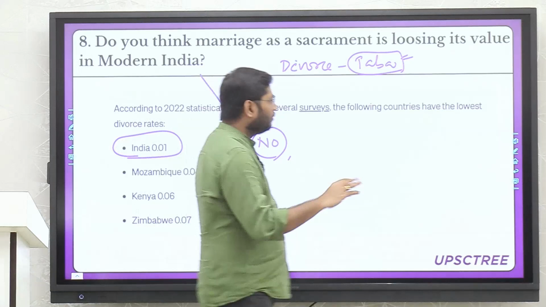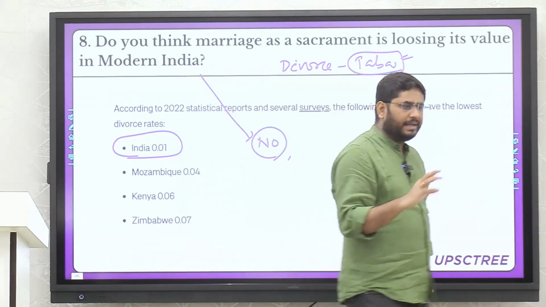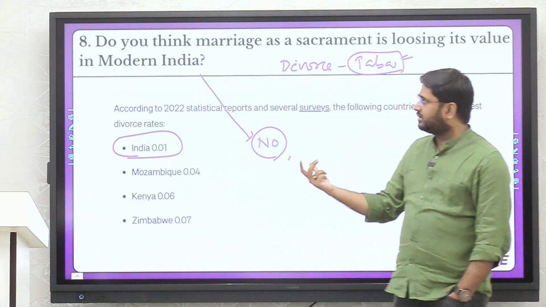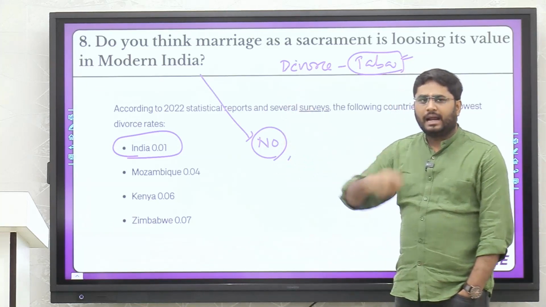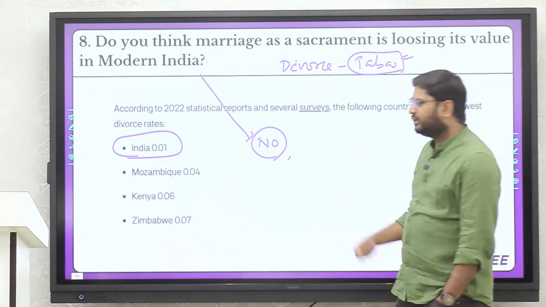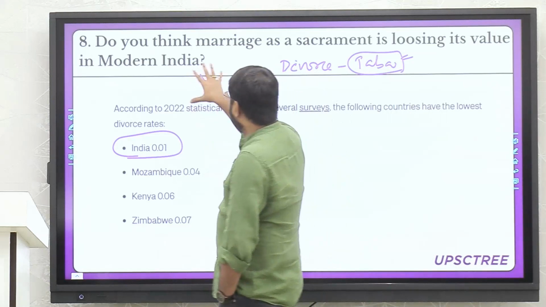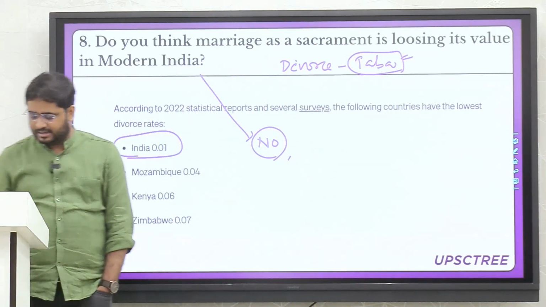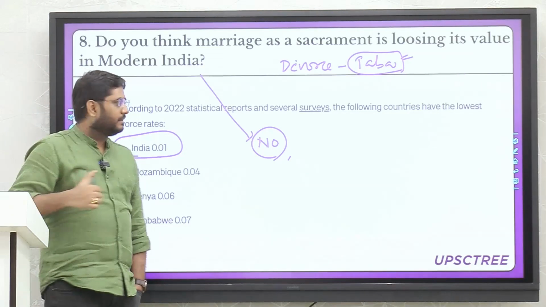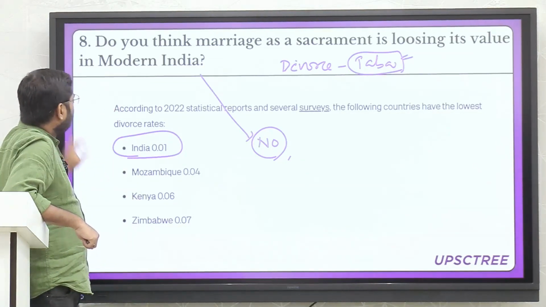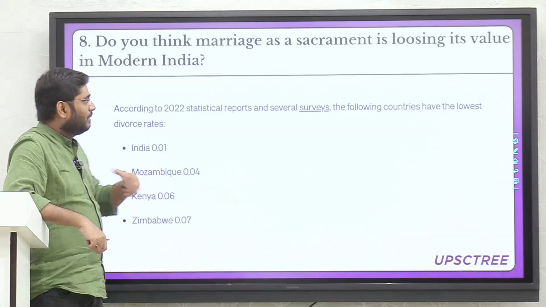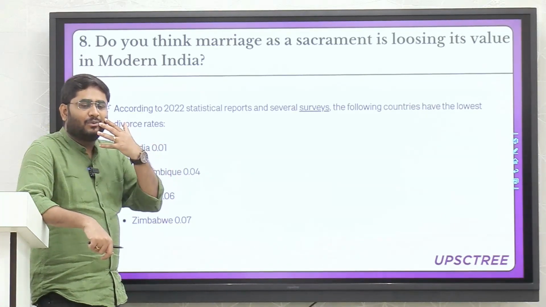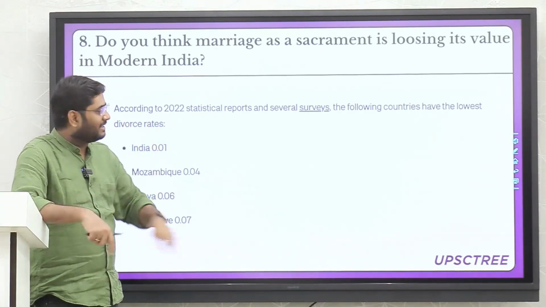So more and more people might want to go for live-in relationships rather than getting tied within the bounds of a marriage. So that might be the case. But by and large, marriage as an institution is intact in India. In fact, India has the lowest divorce rate in the whole world. See, what we think and what the data says are completely contrasting, isn't it?